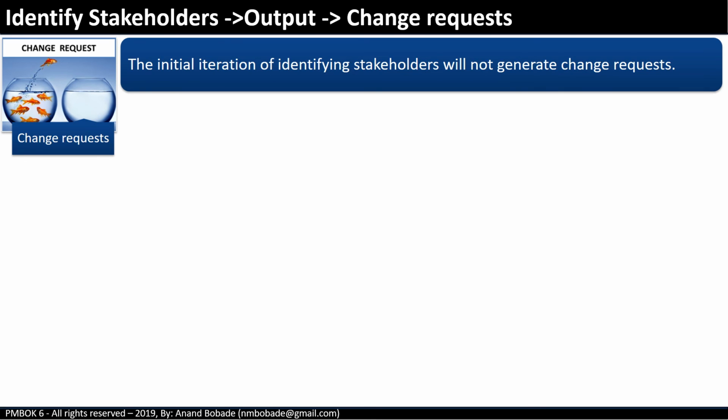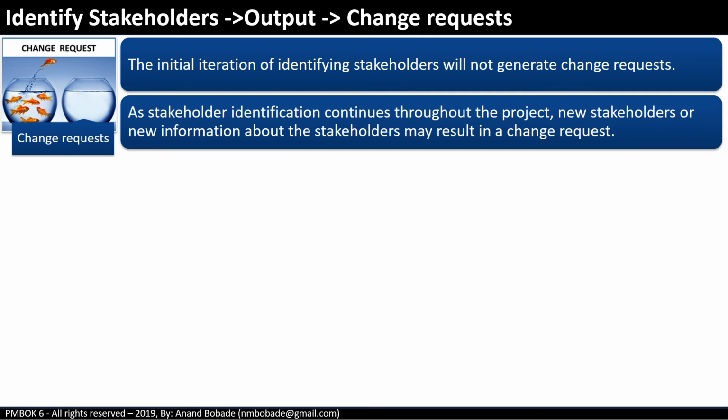Next output is change request. The initial iteration of identifying stakeholders will not generate a change request. However, as stakeholder identification continues throughout the project, new stakeholders or new information about a stakeholder may result in a change request.